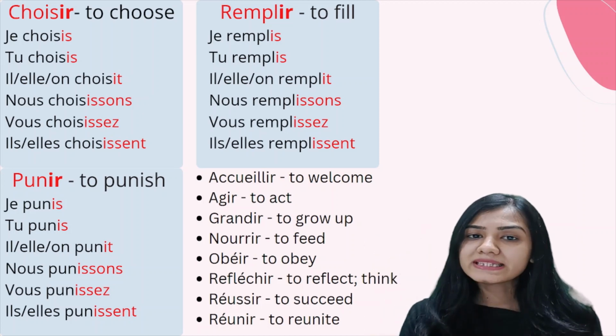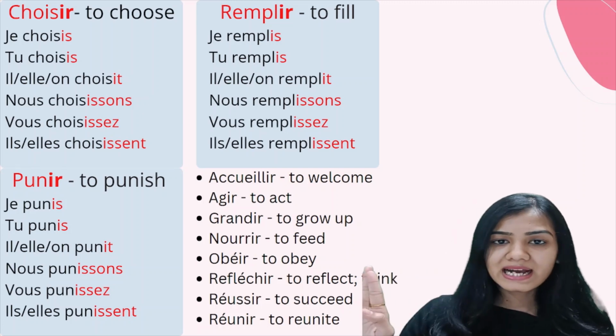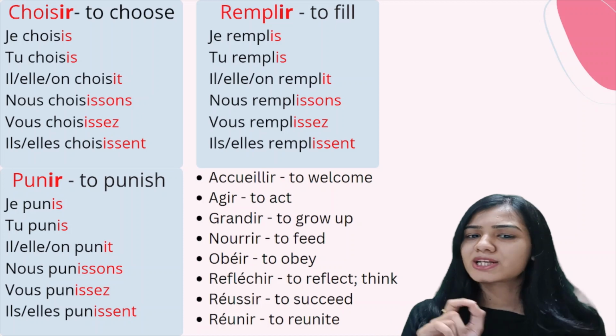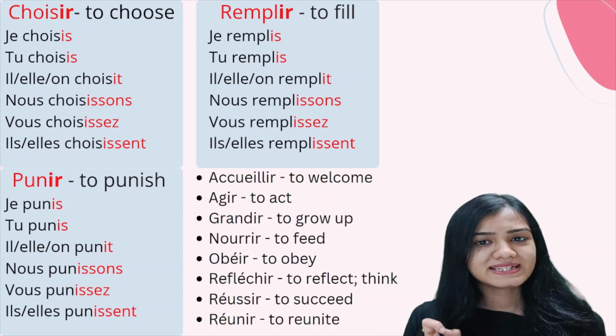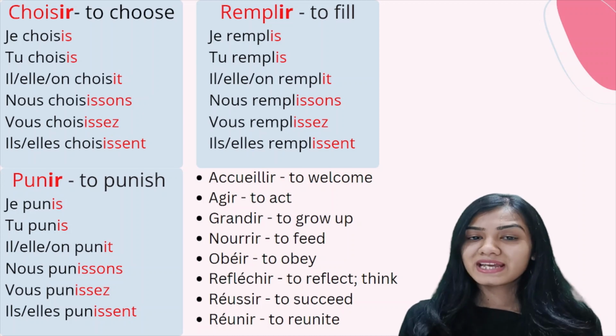All these verbs are going to be conjugated in the same way, removing the IR and replacing that with IS, IS, IT, ISSONS, ISSEZ, and ISSENT. I hope this much is clear.